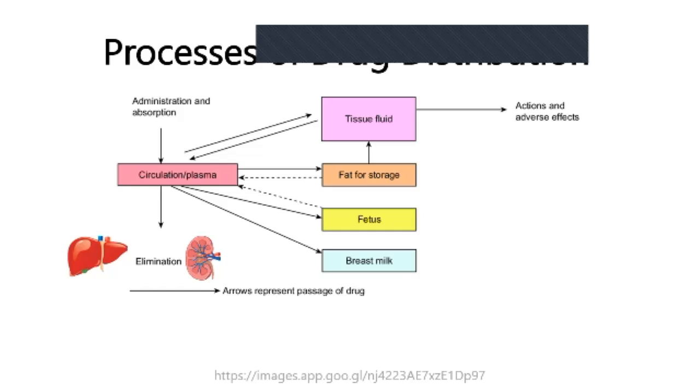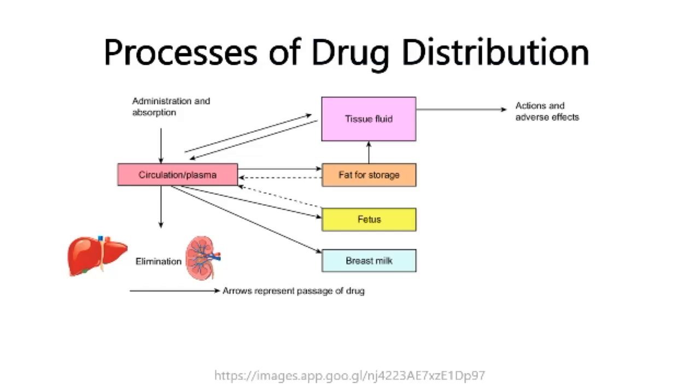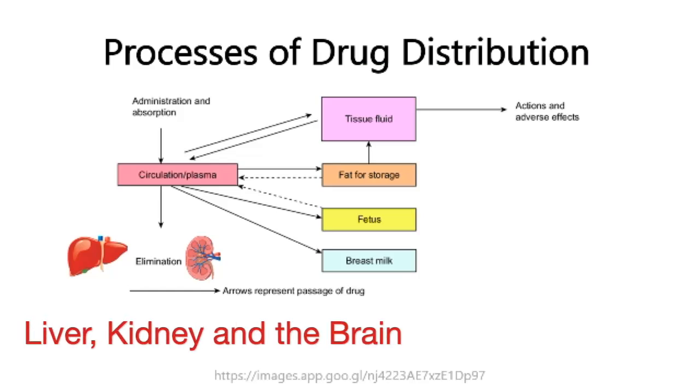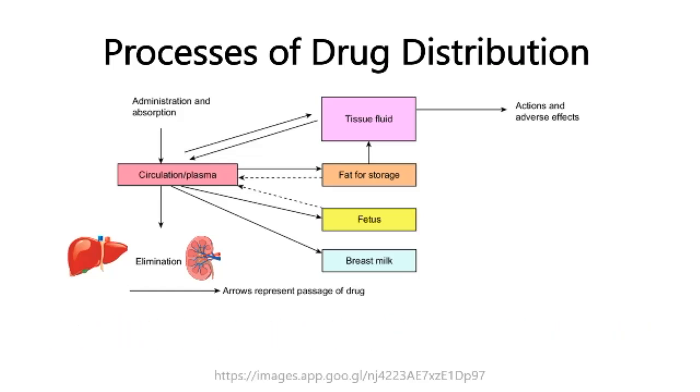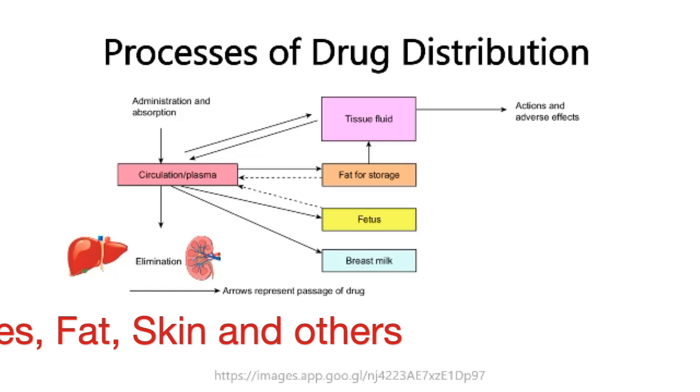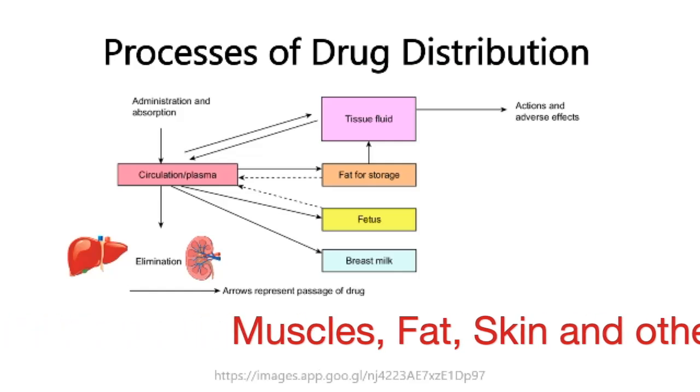Once a drug enters the circulatory system, it reaches the interstitial and intracellular space, and the organs that are well perfused, meaning organs that have very good blood supply, such as the liver, the kidney, and the brain, they receive the bulk of the drug. With slower distribution to poorly perfused regions, such as the muscles, fats, skin, and other organs.